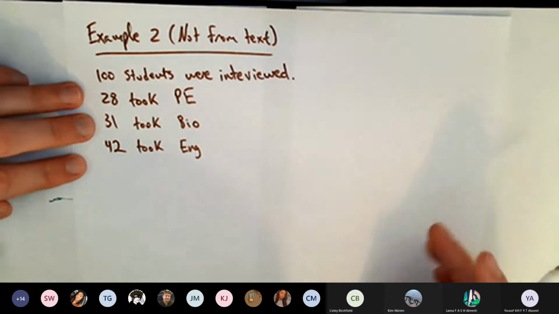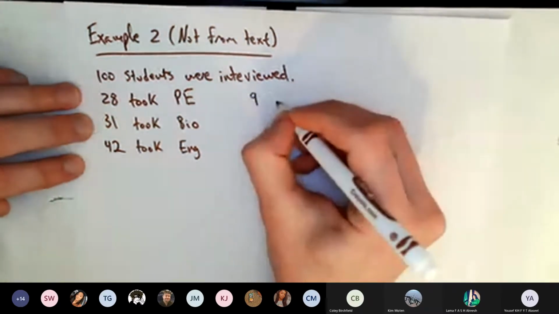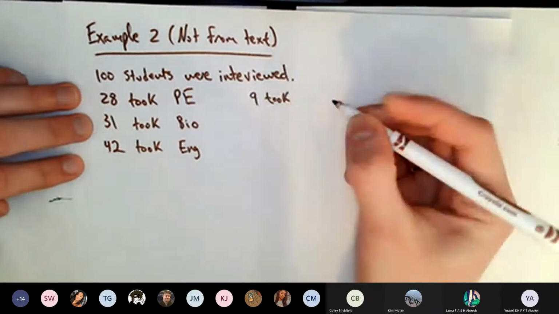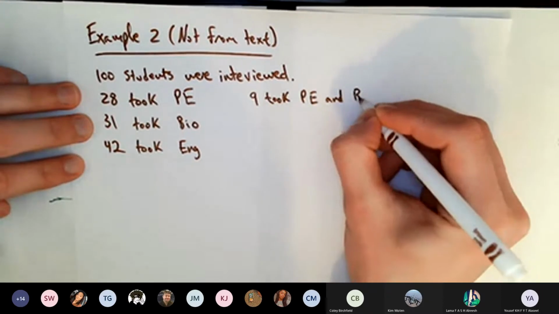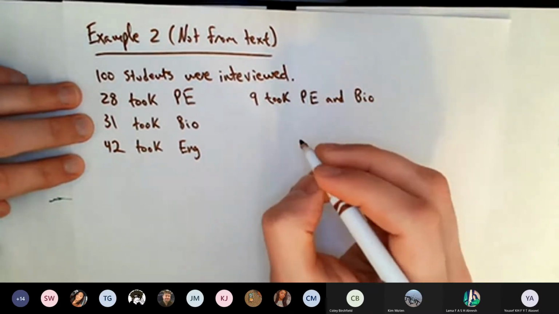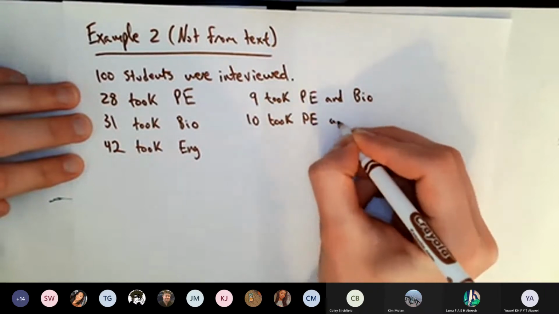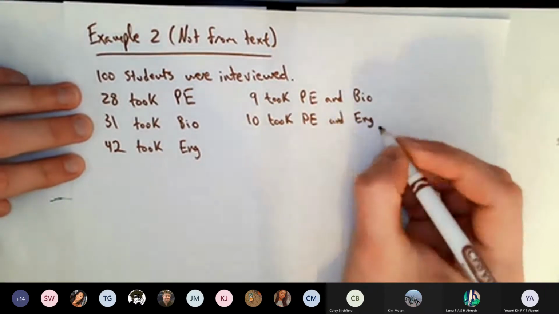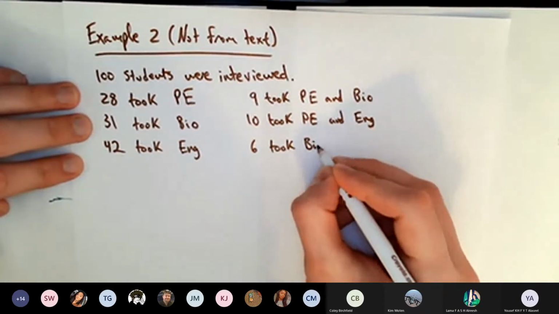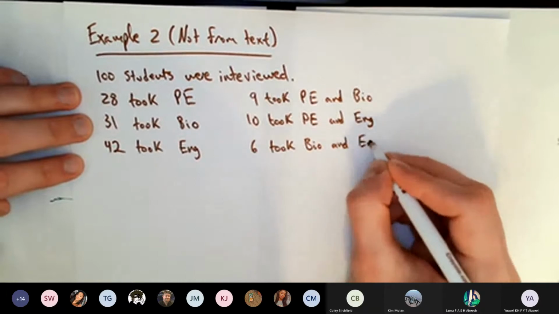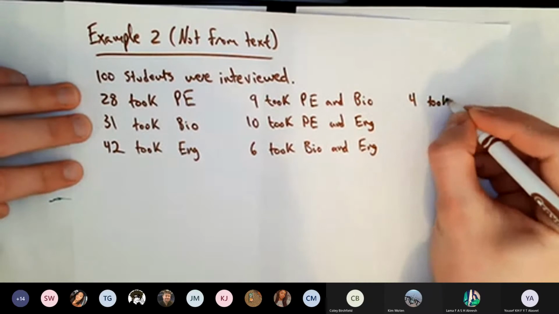Okay, now we're starting to get into the intersections of each of these sets. So now 9 took PE and biology. 10 took PE and English. So I need every combination here. And 6 took biology and English. And finally, 4 took all 3.